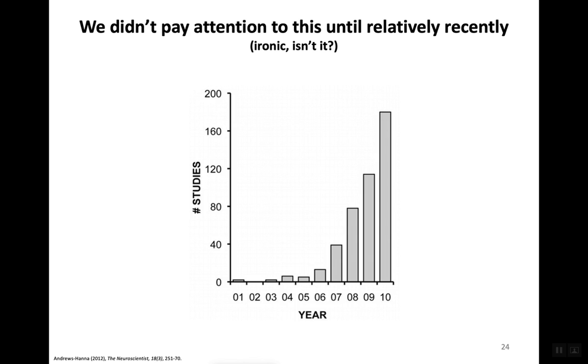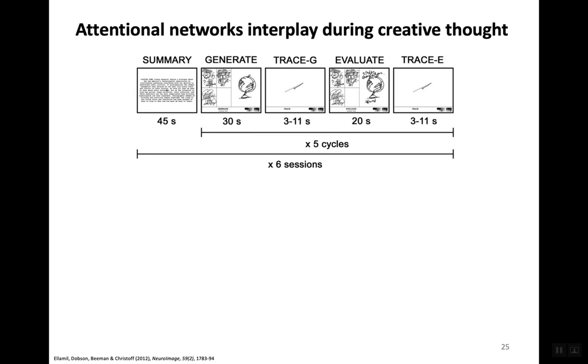Until now, we have talked though about the default network in opposition to the attentional network. But is this always the case? Do we always switch one on so we can switch the other on or the other one off? Or is it possible that at times they work in cooperation with each other? And one interesting opportunity to study that is yielded by creative thought.